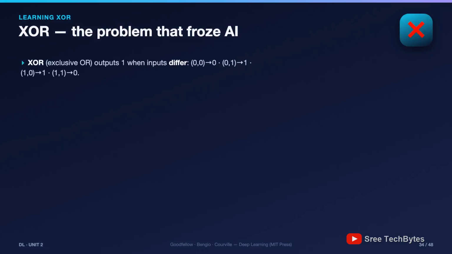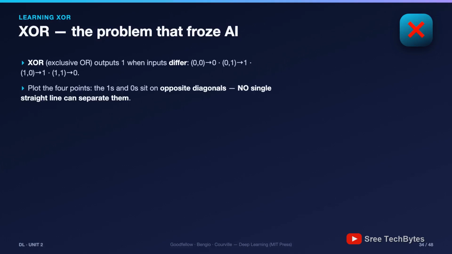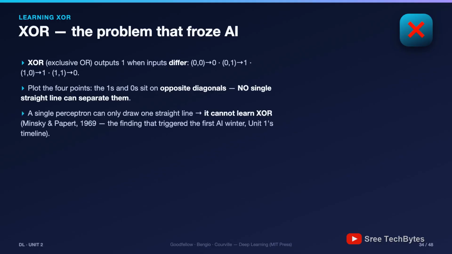XOR, the tiny function that froze artificial intelligence. XOR, exclusive or, outputs 1 when its two inputs differ. 0 0 gives 0, 0 1 gives 1, 1 0 gives 1, 1 1 gives 0. 4 rows? Kindergarten logic? Now plot those 4 points and try to separate the ones from the zeros with a single straight line. Try it seriously, pause and try.